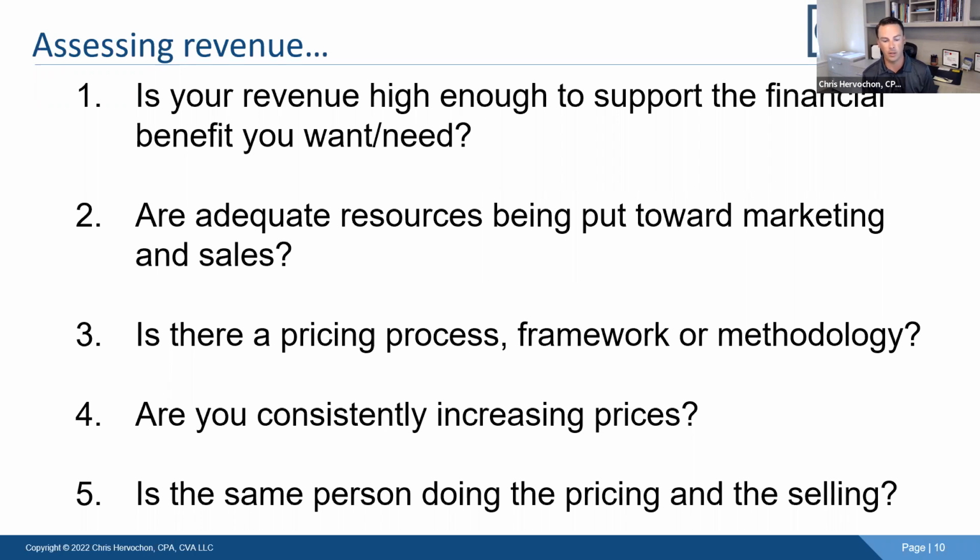It makes your employees stressed out. It makes it hard to deliver good work. And ultimately it makes your agency not nearly as profitable as it really should be. So that's what we're going to do when we're assessing revenue. Those are my top 5 questions.